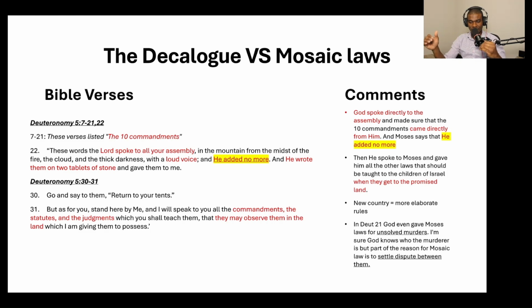You see a difference here? The 10 Commandments were spoken directly to the children of Israel, not through Moses, spoken to them directly. And not only that, he wrote them on 2 tablets of stone and then gave them to Moses. After that, he told Moses to let them go back to their tents. But as for you, stay here, stand by me, and I will give you other laws, commandments, statutes, and judgments which you shall teach them. Moses will teach them that they may observe them in the land which I am giving them to possess. So it's clear that there's a difference to me. I don't know about you.